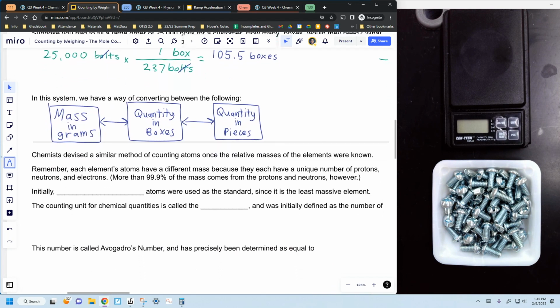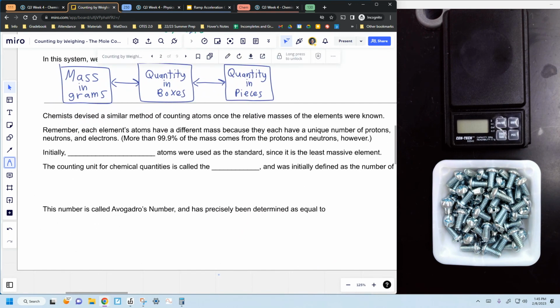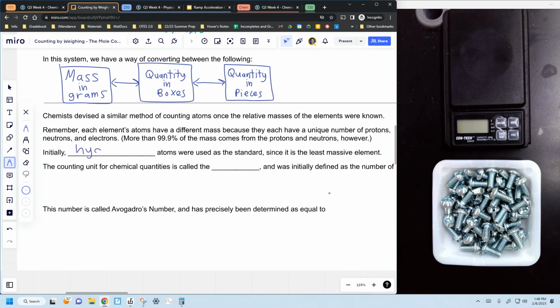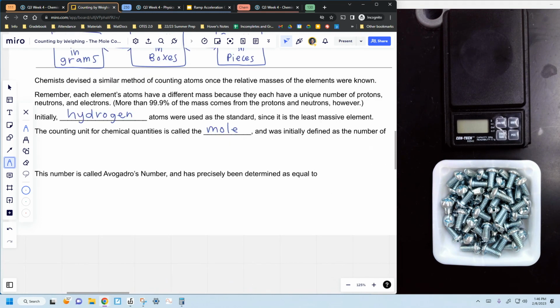Chemists devised a similar method of counting atoms once the relative masses of the elements were known. Remember, each element's atoms have a different mass because they have a unique number of protons, neutrons, and electrons. The electrons contribute very little mass to the atoms, however. Initially, hydrogen atoms were used as the standard, since it's the least massive element. The counting unit for chemical quantities, like our box in the hardware analogy, is called a mole. The quantity that we call a mole was initially defined as the number of hydrogen atoms in a 1 gram sample.